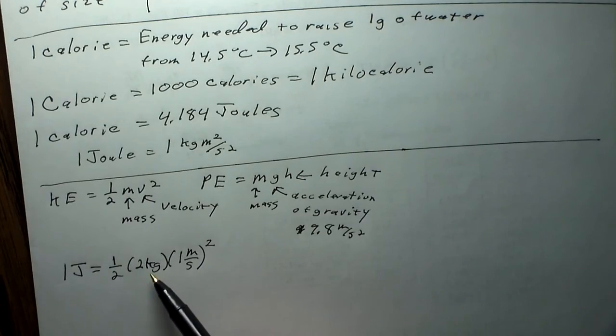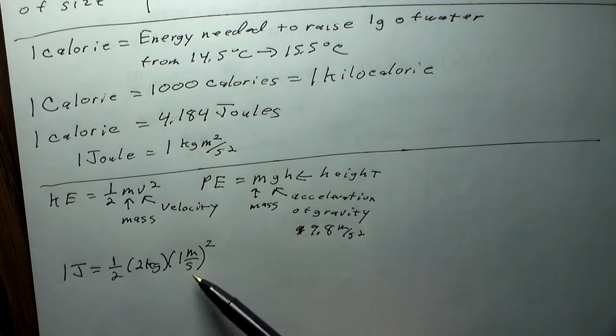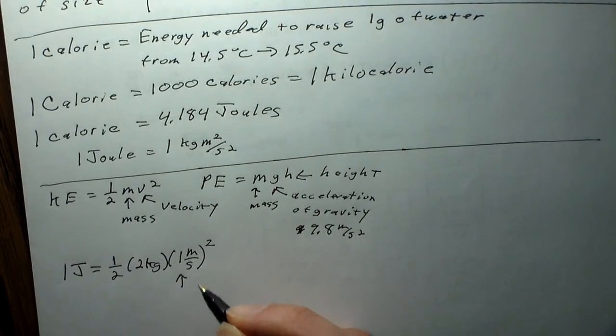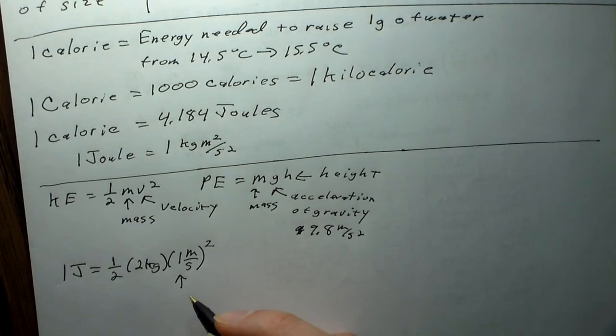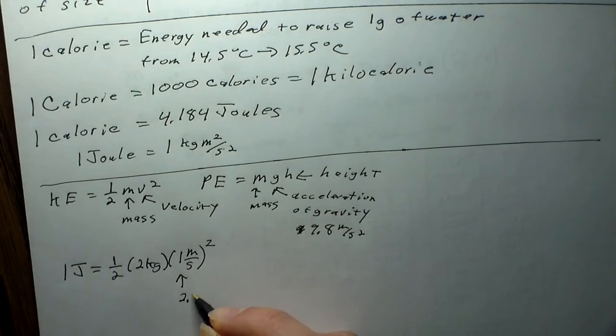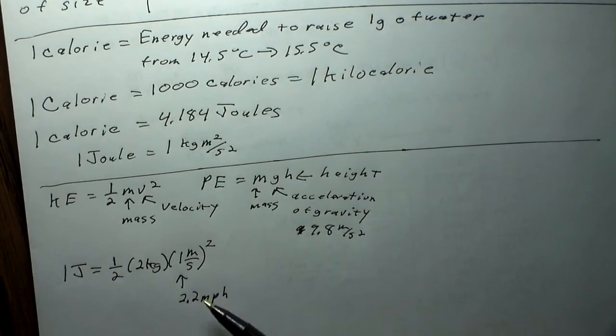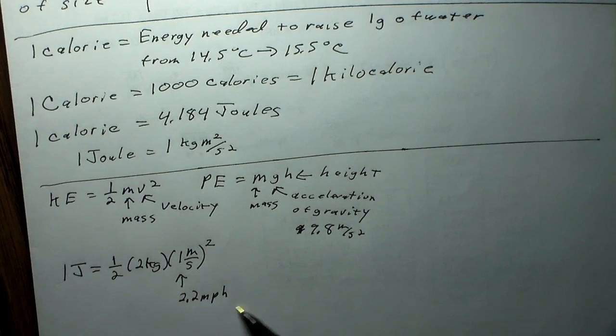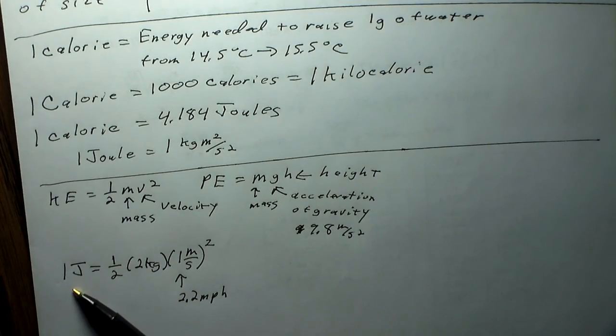So if I have a 2 kilogram mass, basically a pound, moving at 1 meter per second, which actually works out to be about 2.2 miles per hour. So just to give you a little context for that. So it's about 2 kilograms moving at 2.2 miles an hour. That has a kinetic energy of 1 joule.